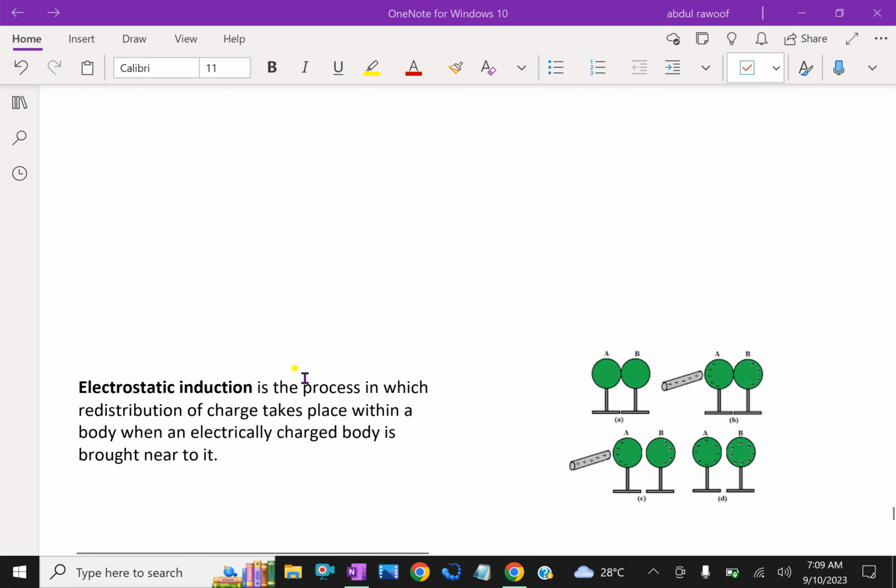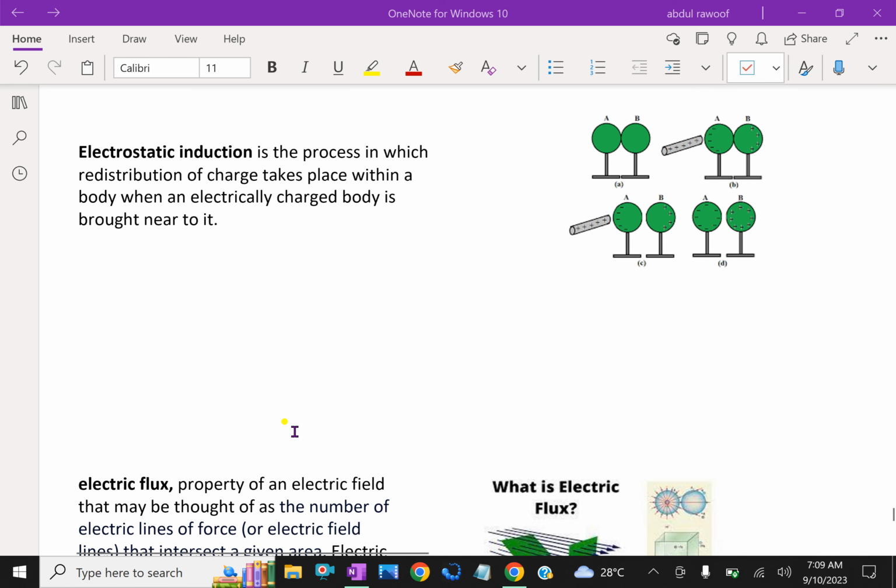Next definition, electrostatic induction. It is found that when an uncharged body is brought near to a charged body, it acquires some charge because some charge flows from the charged body to the uncharged body. This phenomenon of an uncharged body getting charged merely by the nearness of a charged body is called induction.